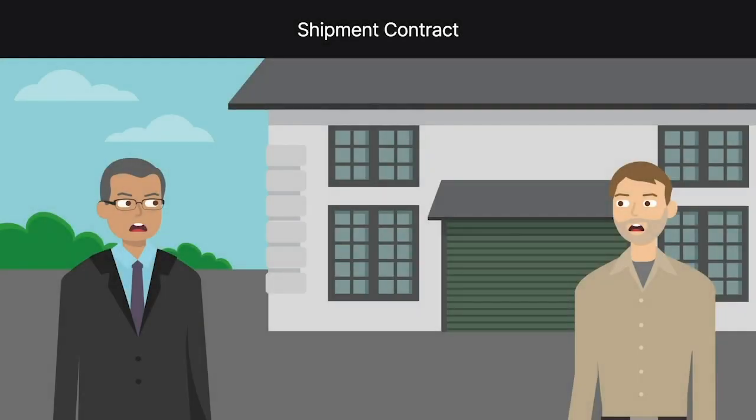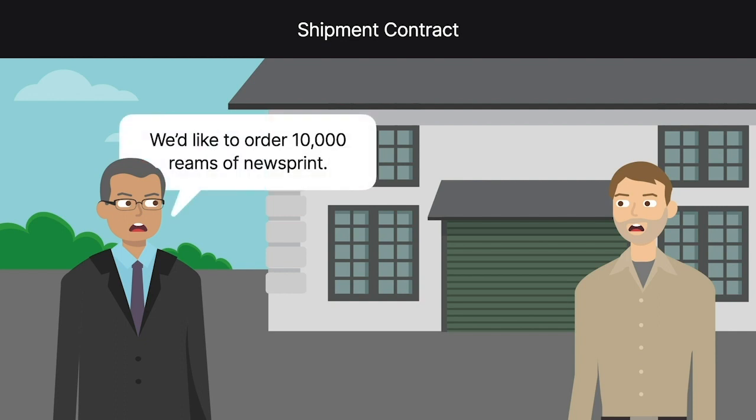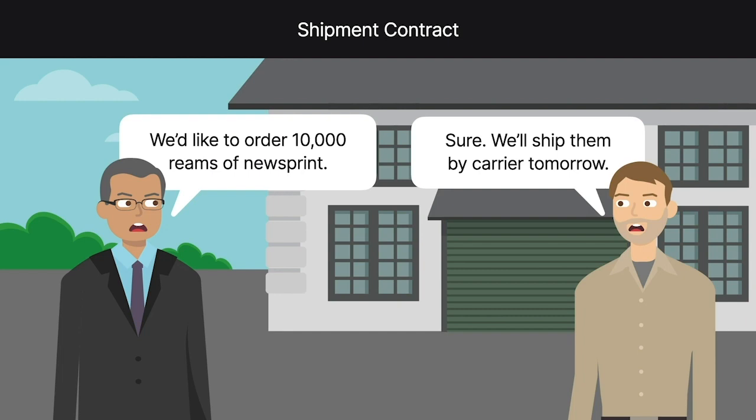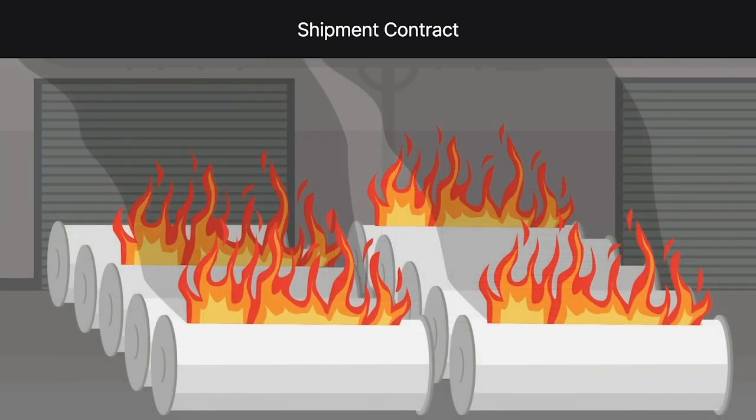Let's imagine a newspaper ordered 10,000 reams of newsprint from a paper mill. The paper mill agreed to ship the reams by carrier the next day. However, that night, the reams were destroyed in a fire. Who bore the risk of loss? To answer this question, we must identify the type of contract.